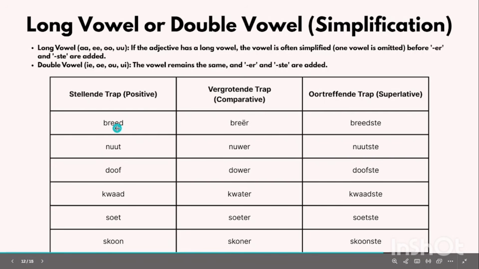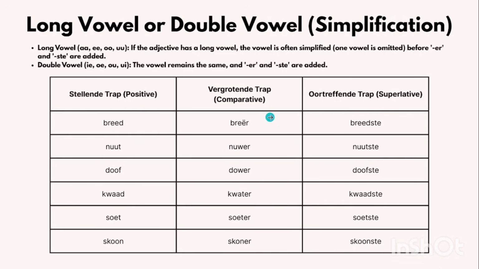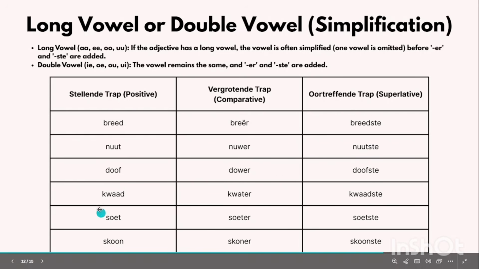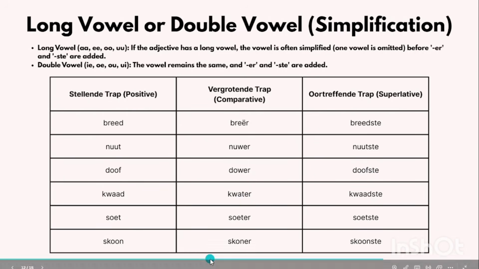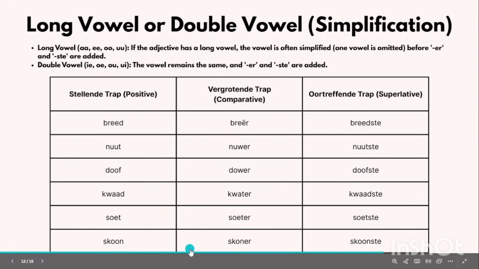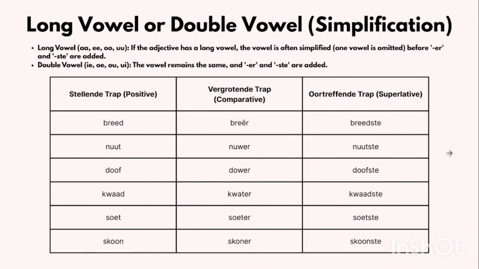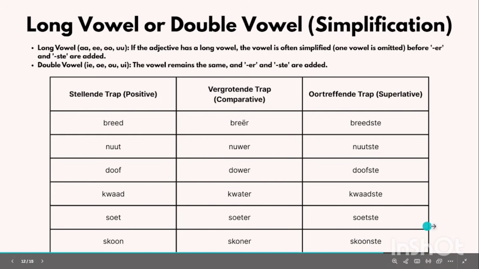So breed, broad, is breer, breedste. Niet, niever, it's like never. So it's like niet and never. Both of those in vergrootende trap are never. Okay, nietste, doof, doever, doofste, quart, quarter with a T. And then this side it gets back the D. And then soet, soeter, soetste, skoon, skooner, die skoonste. Okay, so you can see that it lost the one O here, but then it gained it back at the end.